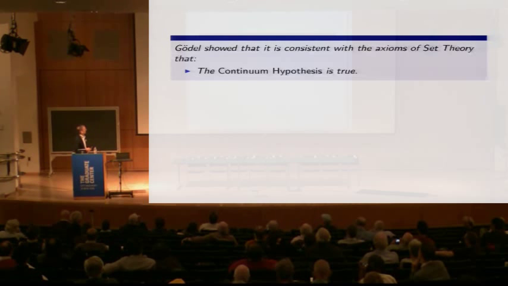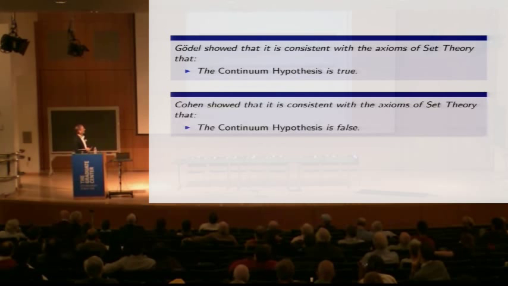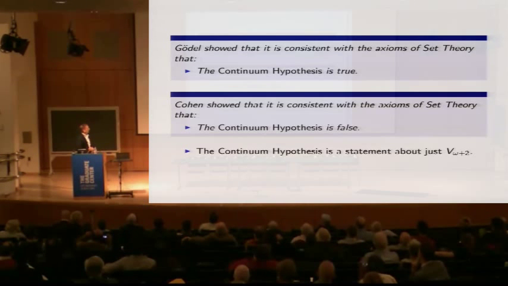Okay, Gödel showed that it's consistent with the axioms of set theory that the continuum hypothesis is true. And then in a landmark development in the early 60s, Cohen showed that it's consistent with the axioms of set theory that the continuum hypothesis is false. Rephrased, you can't solve the problem. It has no answer on the basis of the axioms of set theory. The continuum hypothesis is a statement about V omega plus 2, so we have run into a problem right down at the bottom. So this makes trying to understand the universe of sets a bit of a problem.